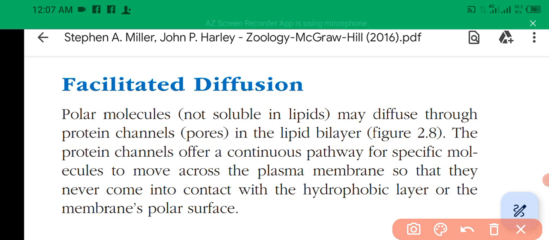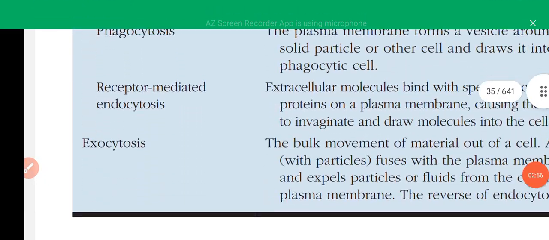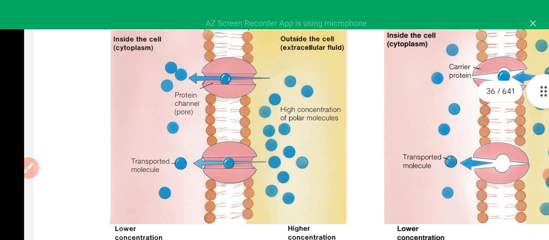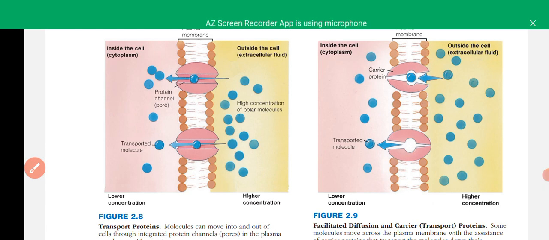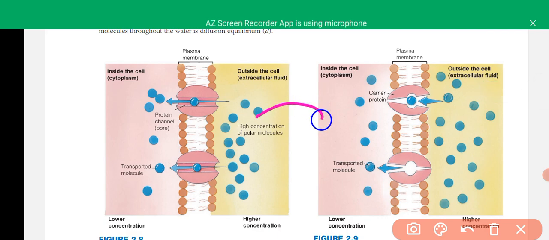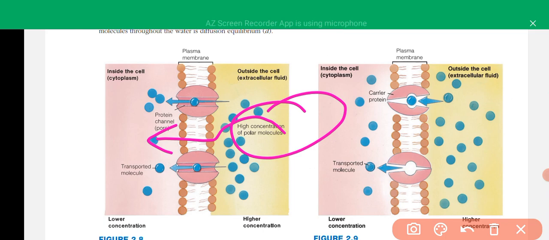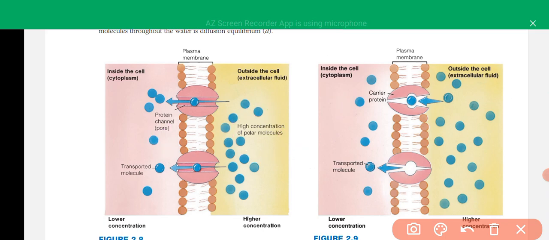So in this type of situation we need a carrier that will move substances from higher concentration to lower concentration, and this type of movement is called facilitated diffusion. Let's understand the concept of transport proteins. Outside is the extracellular fluid with a high concentration of polar molecules, and inside there is a low concentration. But polar molecules cannot simply diffuse through the plasma membrane because it is hydrophobic and will not allow polar or charged molecules to pass through. So simple diffusion will not work in this scenario.